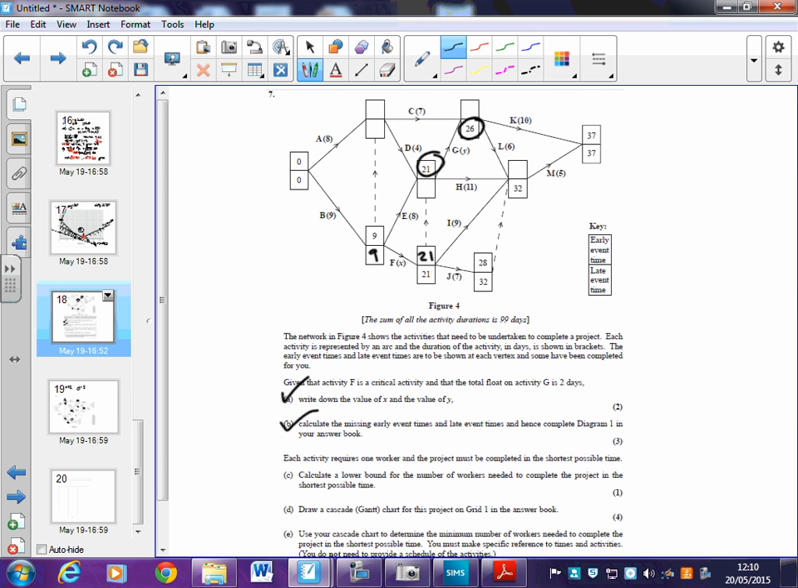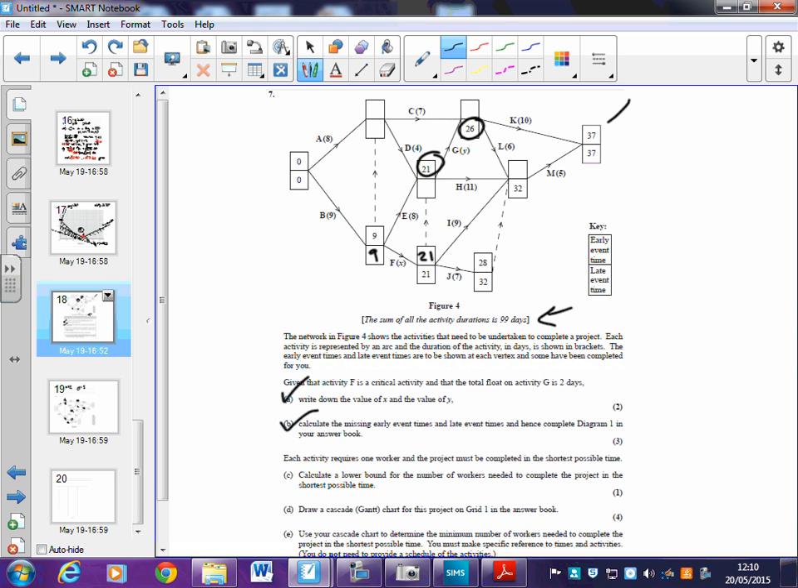Right, each activity requires one worker and the project must be completed in the shortest possible time. Calculate a lower bound for the number of workers needed to complete the project in the shortest possible time. Now it tells us that the total activity duration is 99, so the length of all the activities is 99.